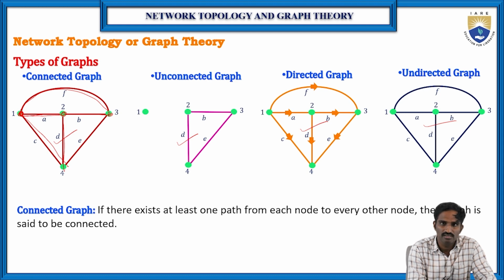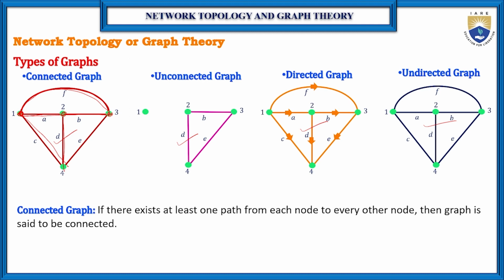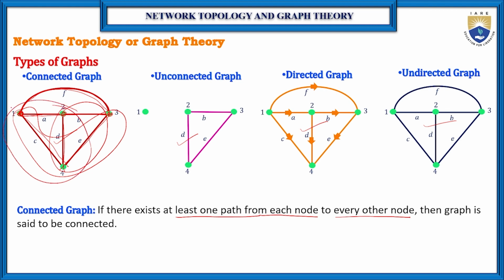Then similarly from 3 to all other nodes, at least one path. Of course, if there is more than one path, it is no problem, but at least one path should be present. From 3 to 1, this is the path, 3 to 2, this is the path, and 3 to 4, this is the path. So at least one path from each node to every other node: from 1 to the remaining nodes, from 2 to the remaining nodes, and from 3 to the remaining nodes. Then we can call it a connected graph.